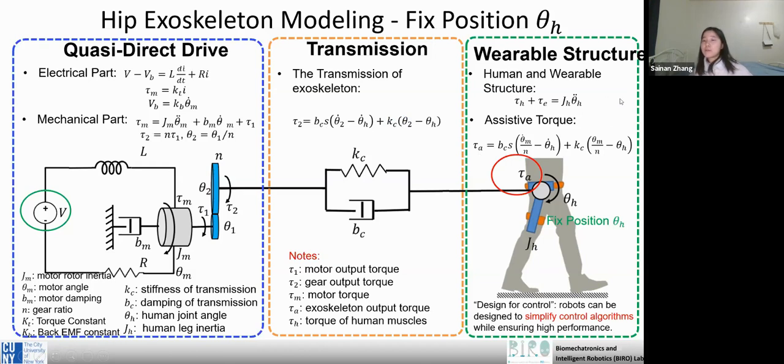And for the variable structure, tau H is the torque from the human muscles plus tau E equal to, oh, this is wrong. This should be tau A equal to J. That means the muscle torque plus the exoskeleton torque equals JH times the acceleration of the joint angle.